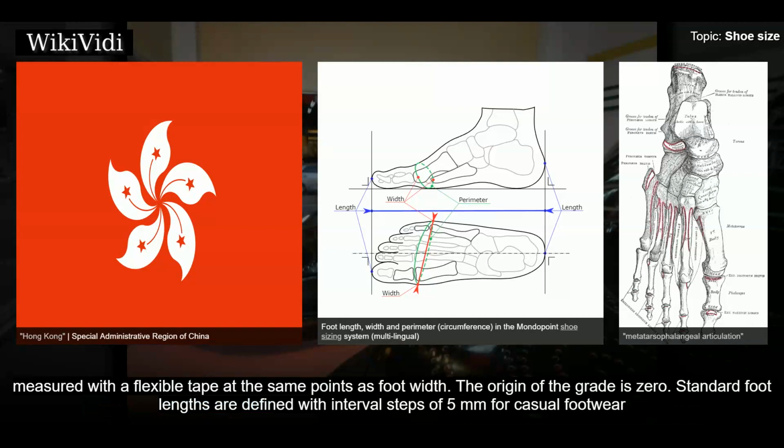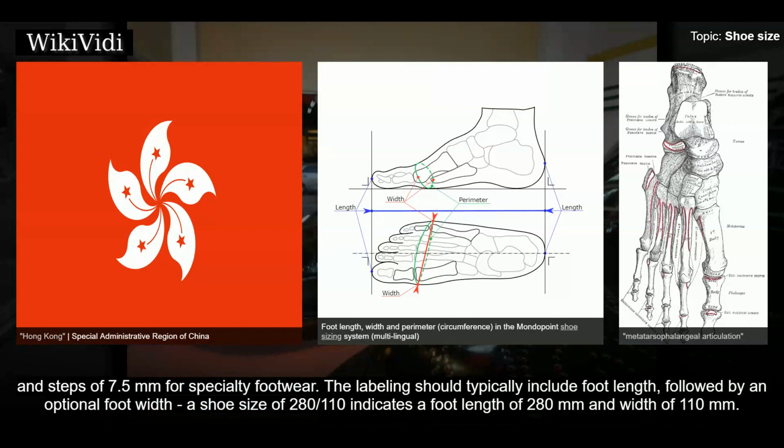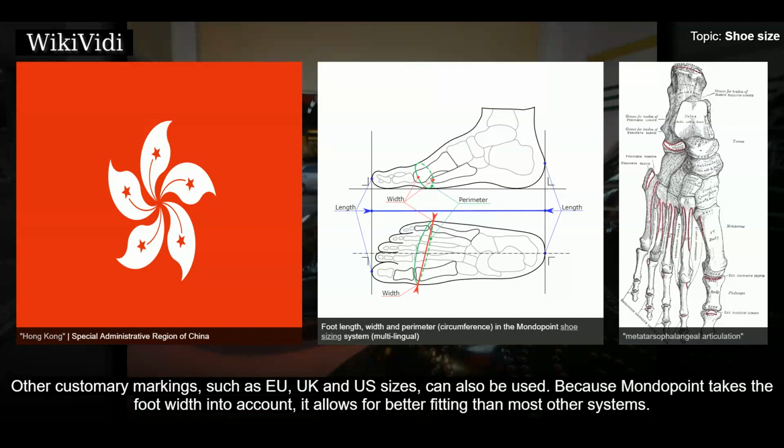The origin of the grade is 0. Standard foot lengths are defined with interval steps of 5 mm for casual footwear and steps of 7.5 mm for specialty footwear. The labeling should typically include foot length, followed by an optional foot width. The shoe size of 280-110 indicates a foot length of 280 mm and width of 110 mm. Other customary markings, such as EU, UK and US sizes, can also be used.